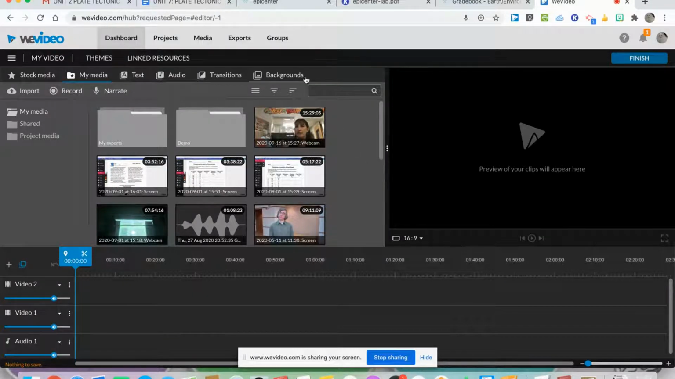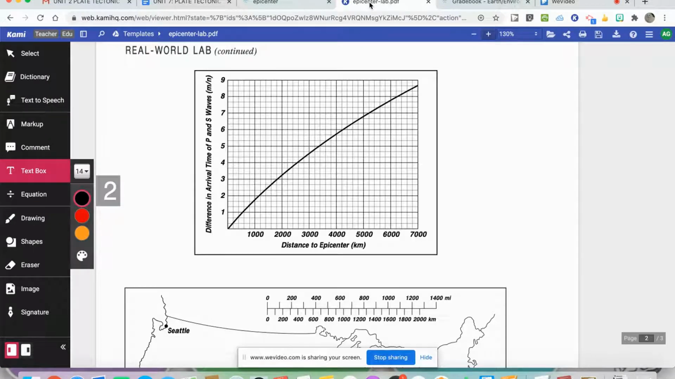Hey guys, I'm going to be explaining to you about the Epicenter lab. On my screen, you can see that you have this on paper, because you're going to need to do this on paper, but I wanted to show you what it's actually going to look like.